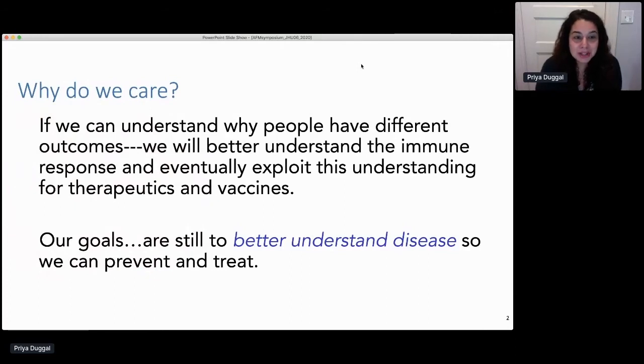So why do we actually care about host genetics? If we can understand why people have different outcomes, we'll be better able to understand the immune response and eventually exploit this understanding for therapeutics and potentially for a vaccine. So our goals here are still to really better understand disease so we can prevent and treat. And I start here because I think when people think about host genetics, they think that our goal here is genetic therapy of some sort. But really, it's to try to get an understanding of the immune system, much of what you've heard of today, but taking a slightly different perspective on the host.